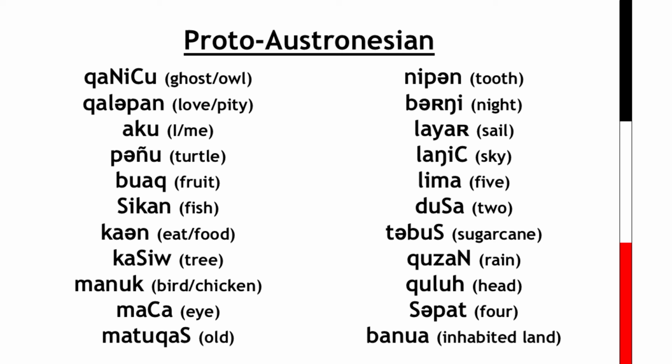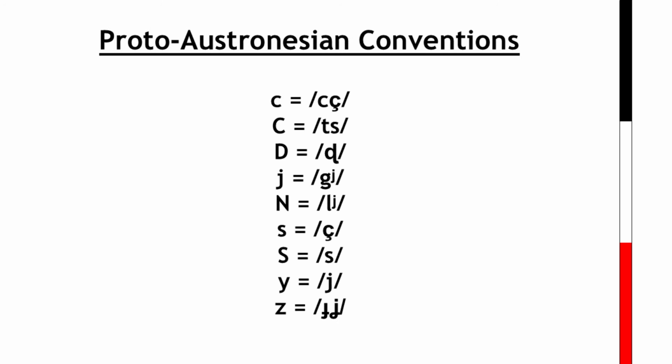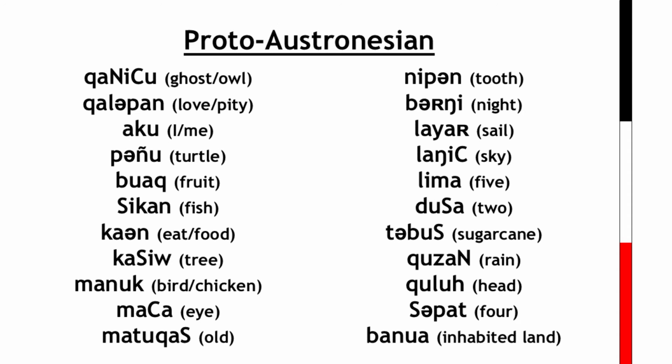Anyway, here is the list of words in Proto-Austronesian. I'm using conventional notation here, so just take a moment to familiarise yourself with that using this key. Alright, let's hear how they sound.